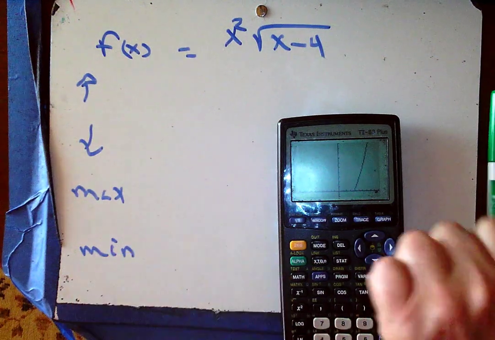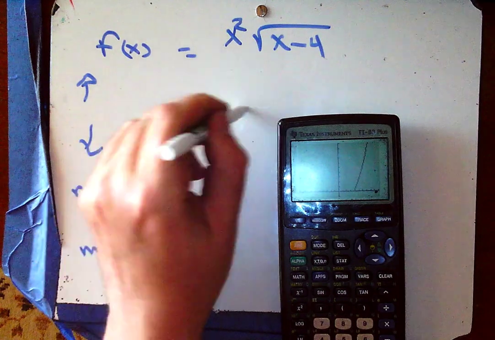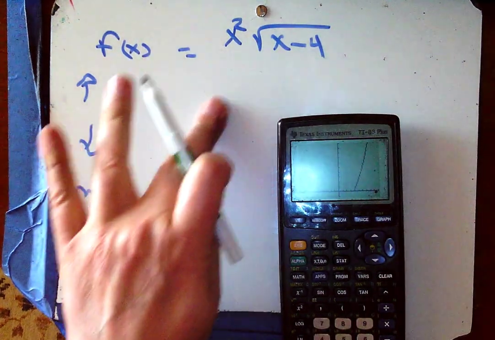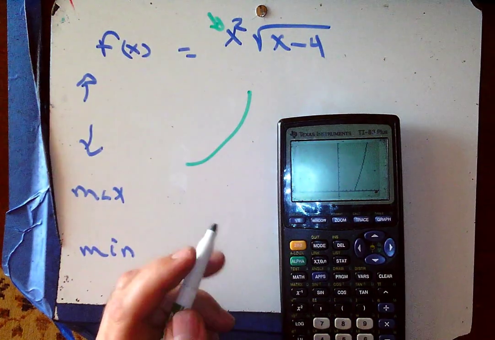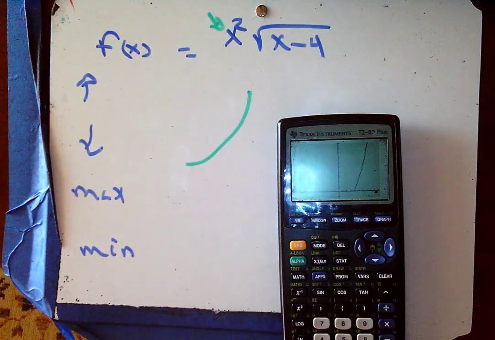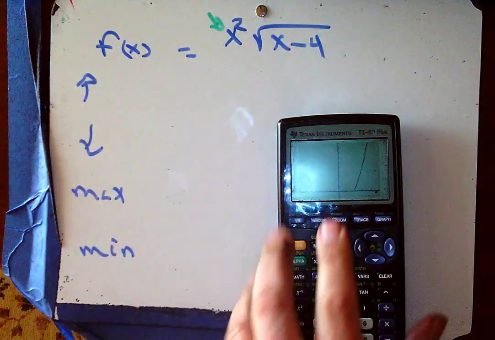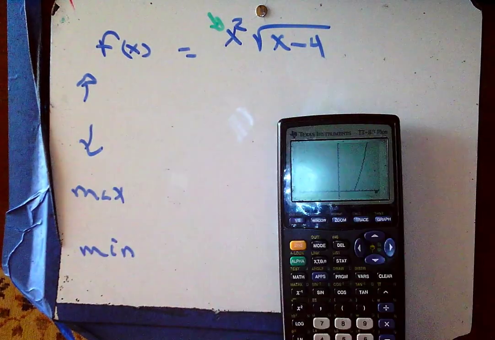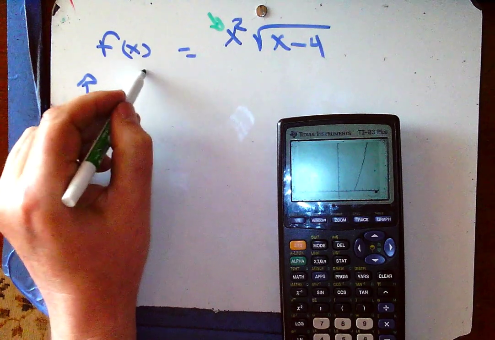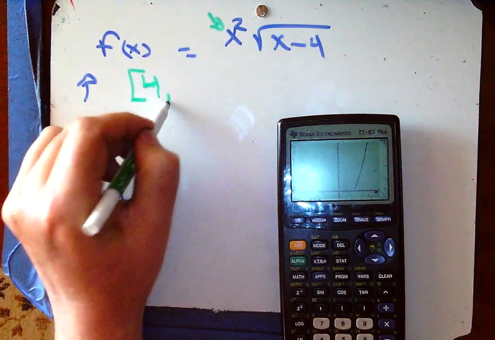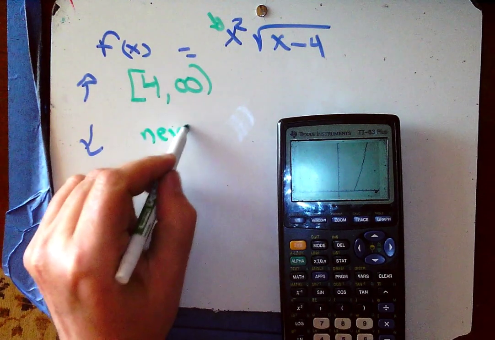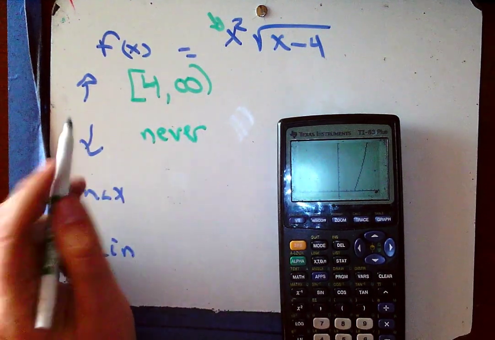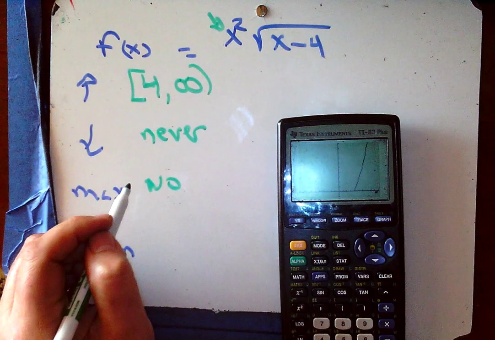Huh, it doesn't look like a square root concave down, does it? It kind of looks like an x squared concave up. That's an interesting thing, isn't it? Okay. Either way, though, the function is increasing. I see only positive slopes here. I'm increasing from positive 4 to infinity. And I'm decreasing never. Where do I have any maxes? No, I don't see a max.